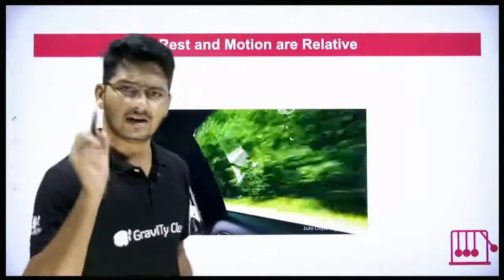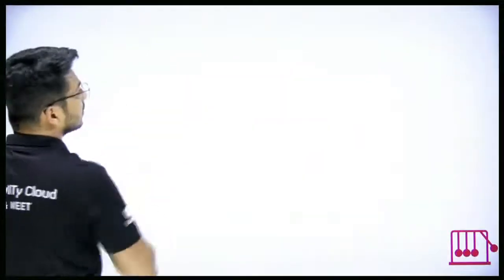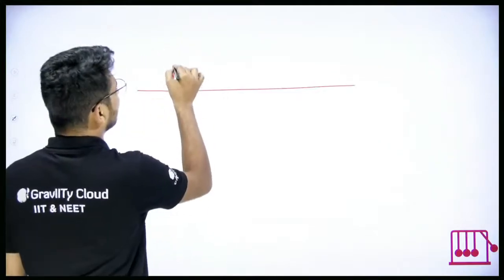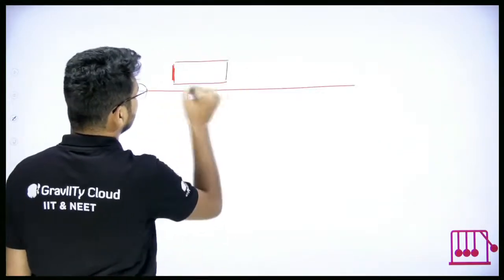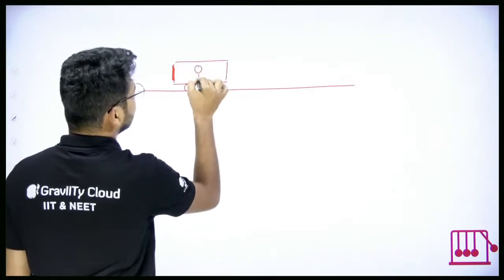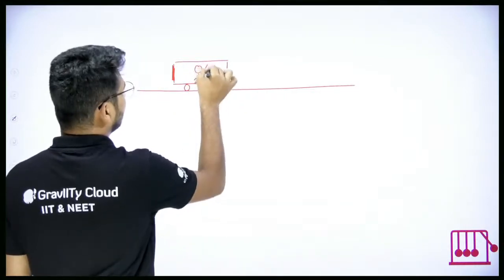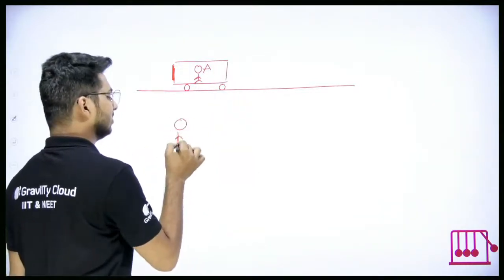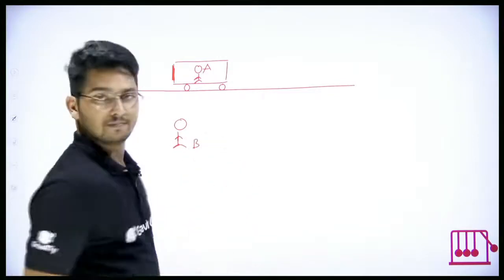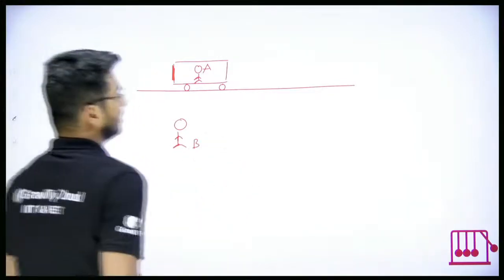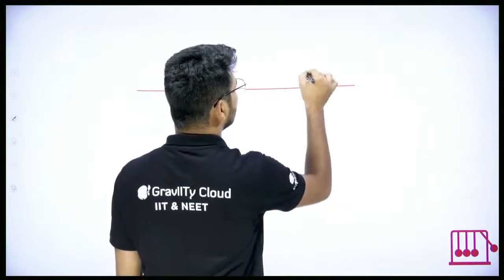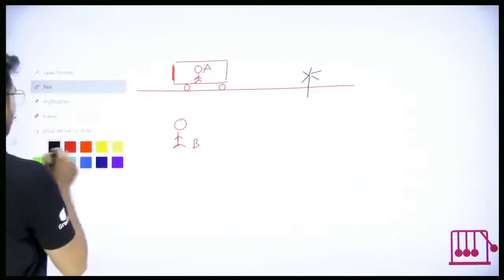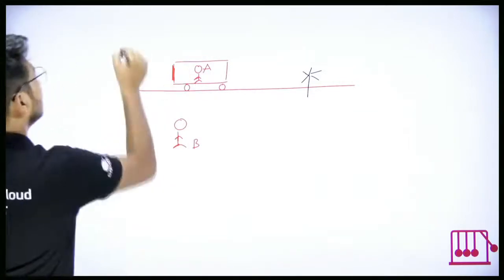So on which person? I'll take a simple example. Let's say this is a road. And let's say there is a car. And inside the car, let's say there is a person. I'll call that person A. Now outside the road, just beside the road, there's another person, B. Now there is a tree here. There's a tree.